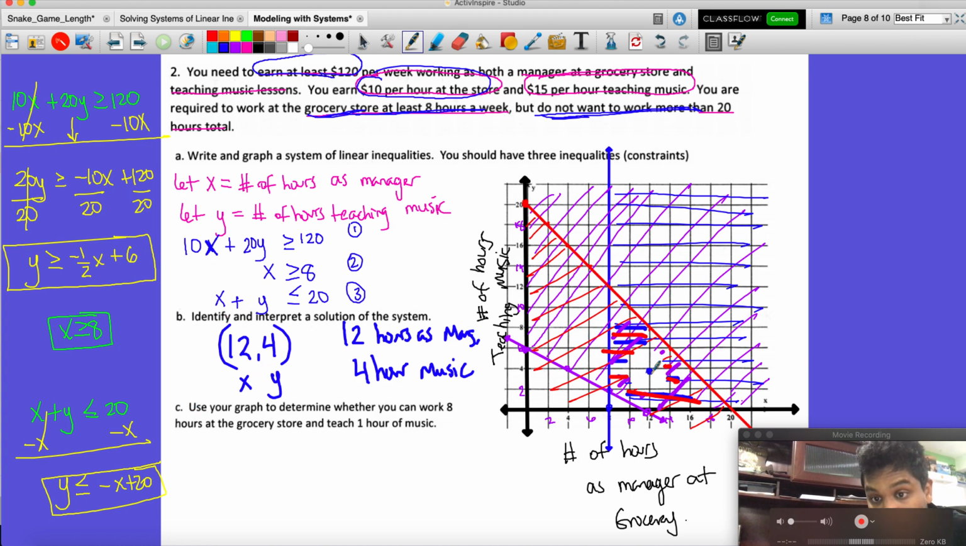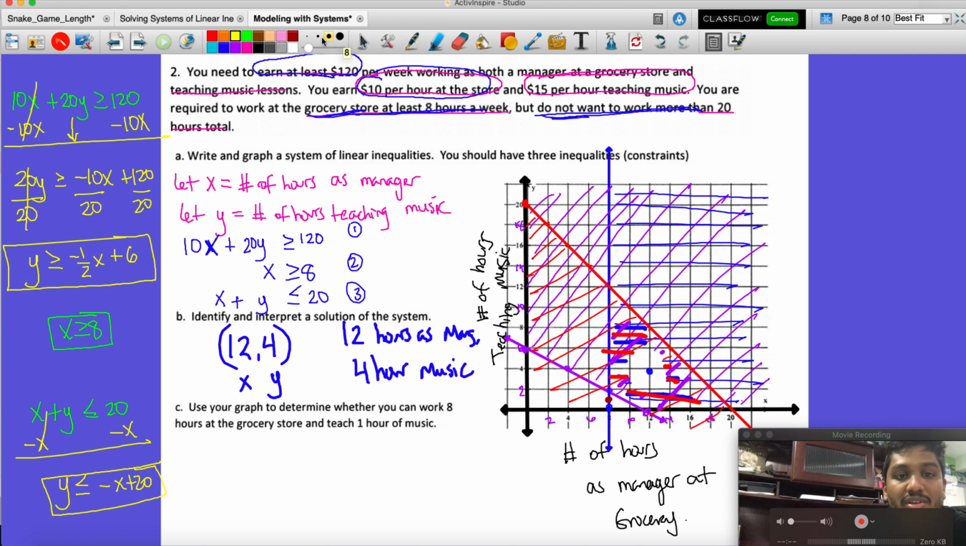Okay, and the last thing now is, so this is a combination that would work. Now there are multiple, any of these combinations would work inside there. Use your graph to determine whether 8 hours at the grocery store and 1 hour of music works. So here we go, 8 hours is here, 1 hour goes there. Okay, and that's actually right down. I know it's really hard to see. Maybe if I do it this color, it's really hard to see, but it's actually right there. And you see how it's not even above this purple line? It means it wouldn't even work out.